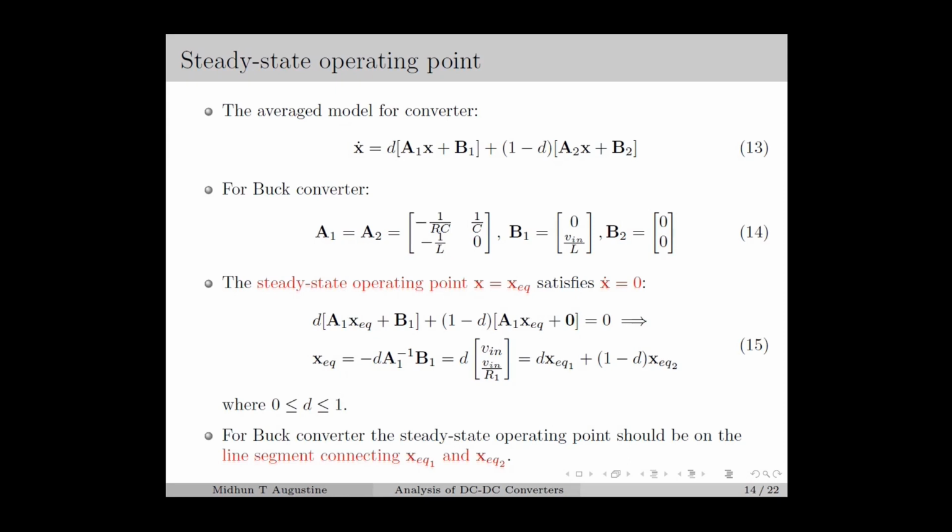And also, the states will stay at the equilibrium point, or at least stay in a bounded region around the equilibrium point in steady state. In order to discuss the steady state operating point, we consider the averaged model of the DC to DC converter, which will be as given in equation number 13.